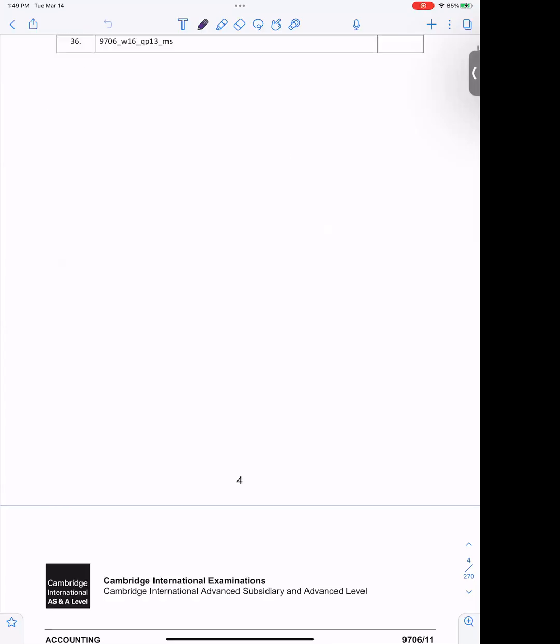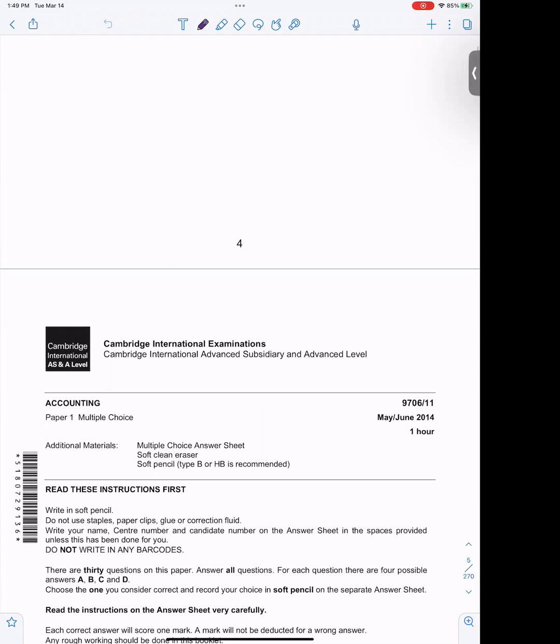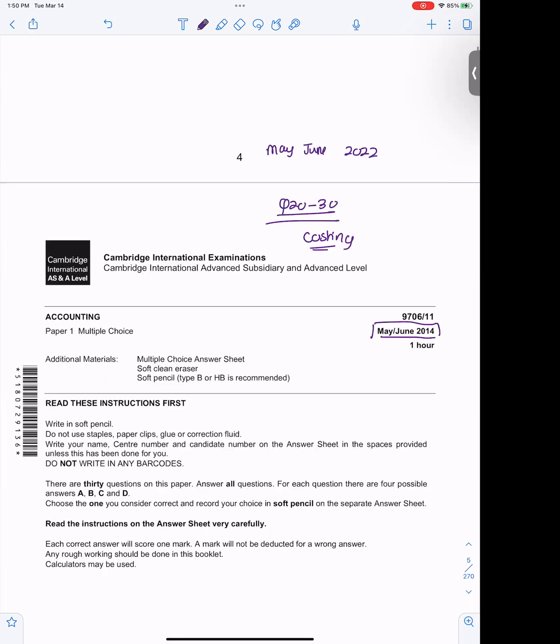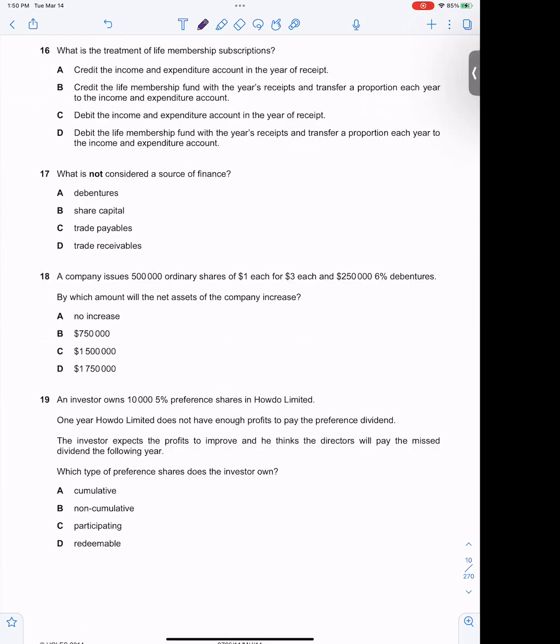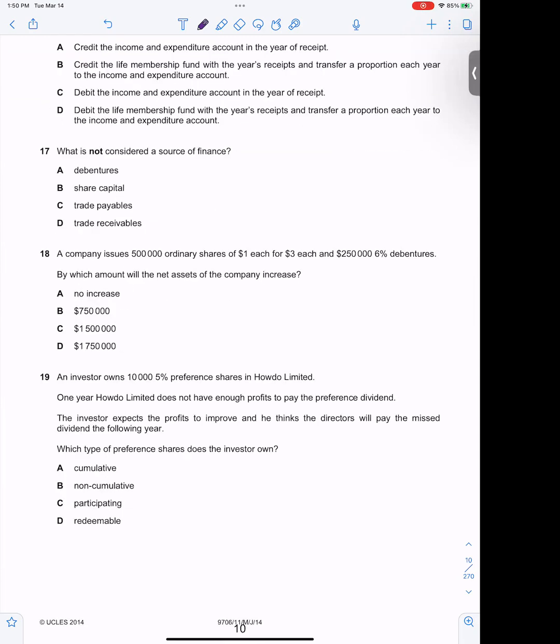We are doing MCQ from May June 2014 to May June 2022. Question 20 to 30, which is related to what? Marginal and absorption costing. Will always be related to costing. Let's go to the question. Can we do from 17 to where?